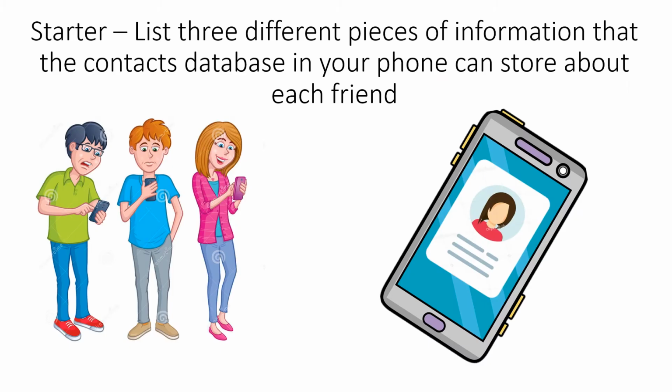So if you open up your task sheet 2, you'll notice at the top of it there's a starter question that asks you to list 3 different pieces of information that the contacts database in your phone can store about each friend. So what I'm looking for here is for you to think of, if you were adding a new contact into your mobile phone, 3 pieces of information you would add about that contact. So you can pause this video, write down your 3 and then press play again.